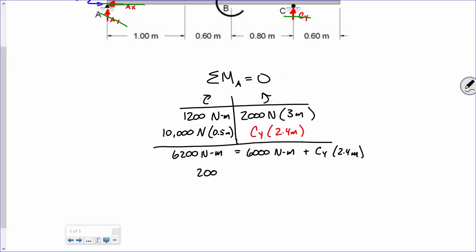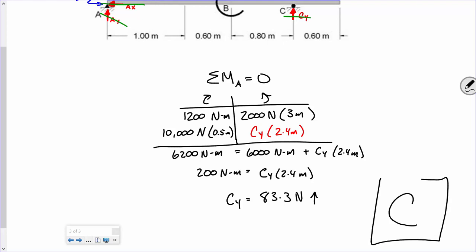We get 200 newton meters equals CY times 2.4. What's CY? Say it again. Is it positive? So that means it is acting upwards. All right. Sound good? Not too bad, right? Simple stuff.